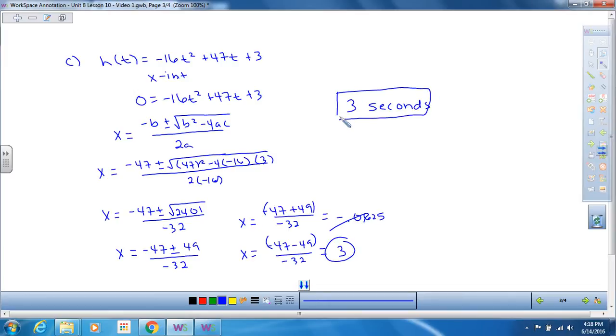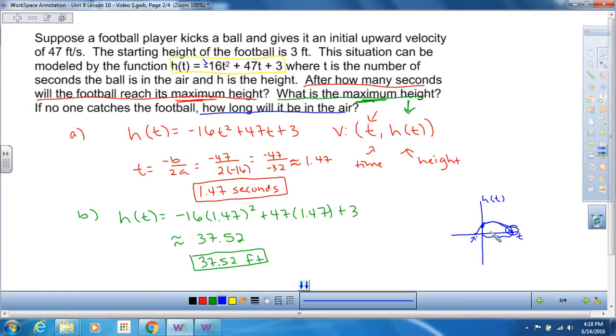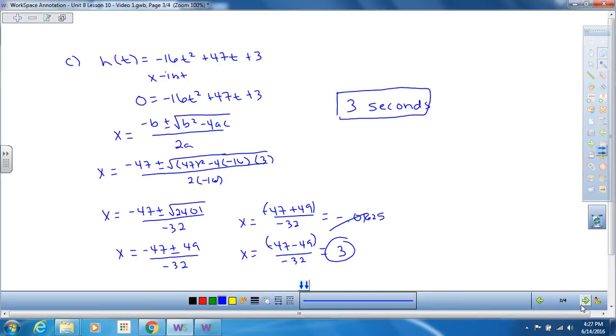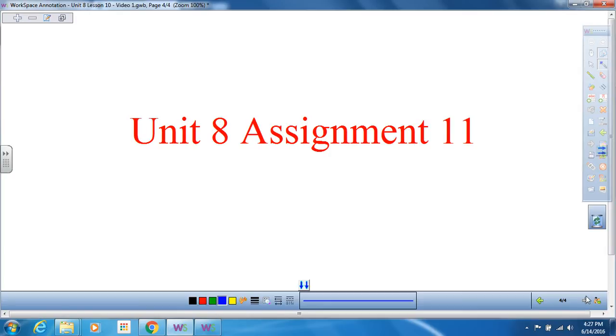Let me go back to that picture I sketched. This is why there's 2 answers, because it'll go through your x-axis twice. One of those was negative, and so this one right here, I threw that one out because it doesn't make sense in the context of my problem. And this one was 3. Okay. So this is all of Unit 8. You're ready to do Unit 8, Assignment 11.